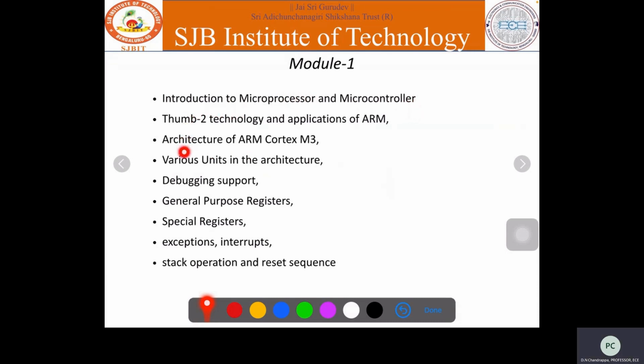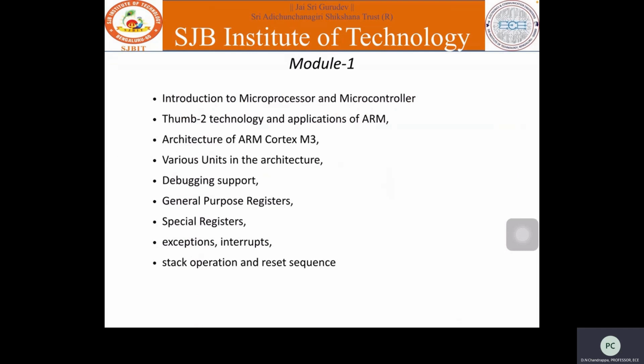Okay, this is the content I am going to discuss from module 1. The first topic is the introduction to microprocessors and microcontrollers. So how microprocessors and microcontrollers help the embedded systems, and the remaining topics we will discuss one after the other. Today's class only looks at the introduction to microprocessors and microcontrollers. Now I'll start with the first topic: what is a microprocessor and what is a microcontroller.